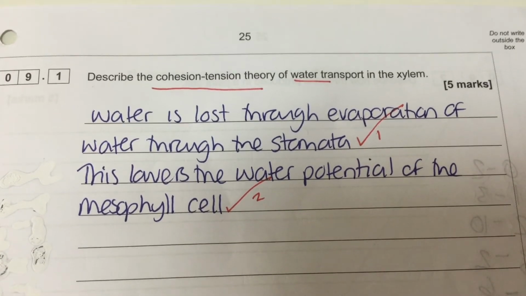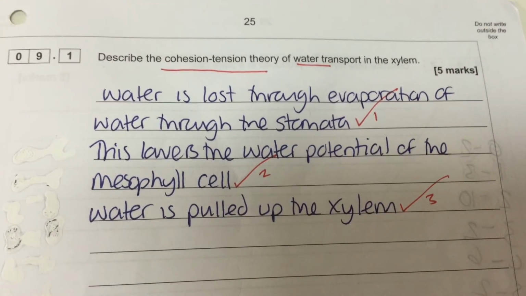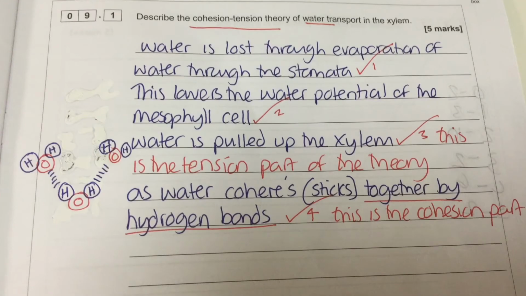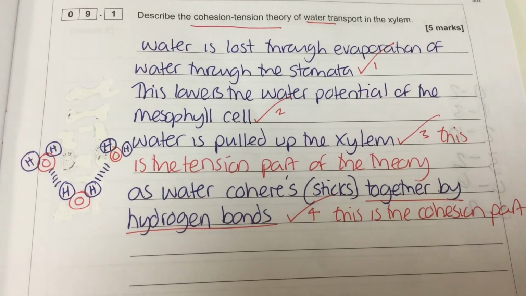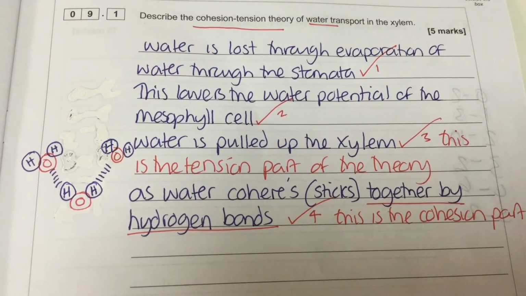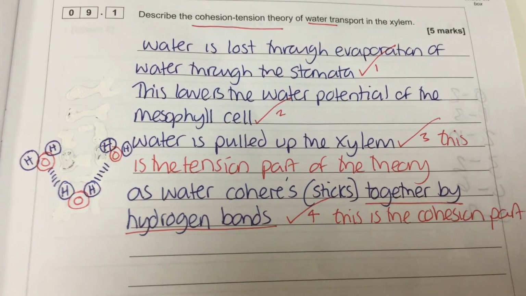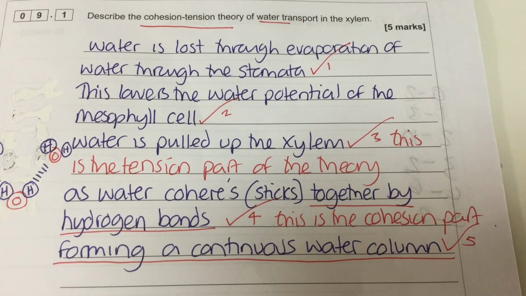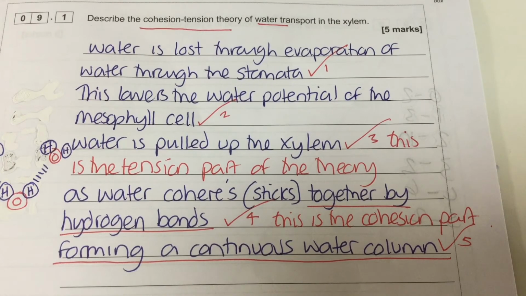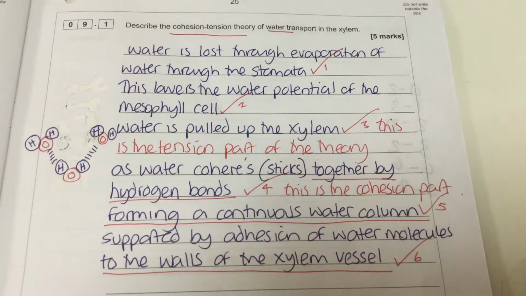Then it's the idea that because we've lost water from that cell and the water potential has lowered, we want to replace the water, and we're going to do that with water from the xylem. So we're going to say that water is pulled up the xylem, and that is the third mark in the question. And that pulling of water is the tension part of the theory. And water is pulled because hydrogen bonds exist between the hydrogen and the oxygen atoms of different molecules. That represents the cohesion part of the theory.